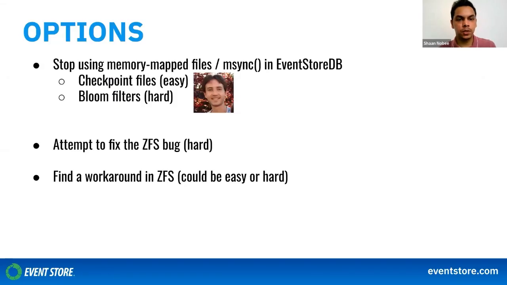And we had several options. The simplest one of them was to stop using memory mapped files in EventStoreDB. It's not the simplest one, but the most straightforward one, I would say. So this was easy to do for checkpoint files, but we had also recently implemented a Bloom filter data structure that also used memory mapped files. And for this one, it was going to be harder. So eventually, the next year, my colleague Tim Coleman made these changes.